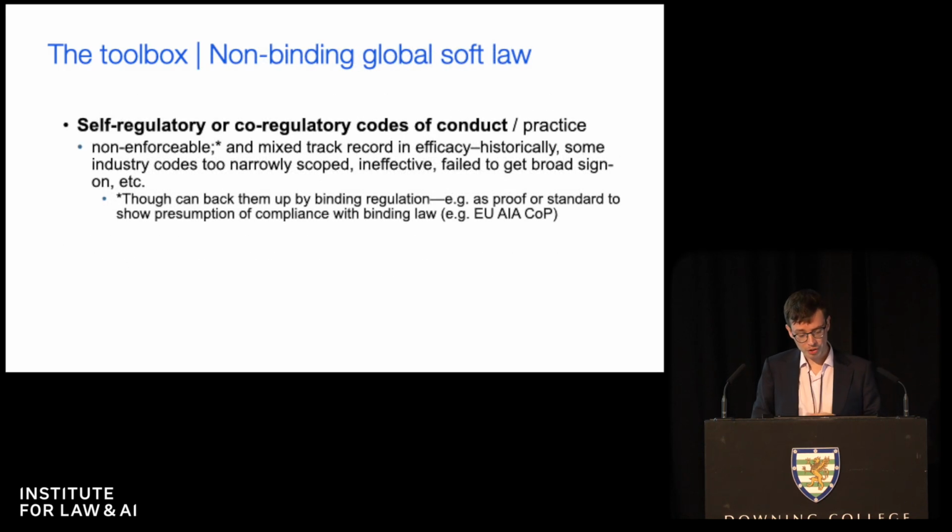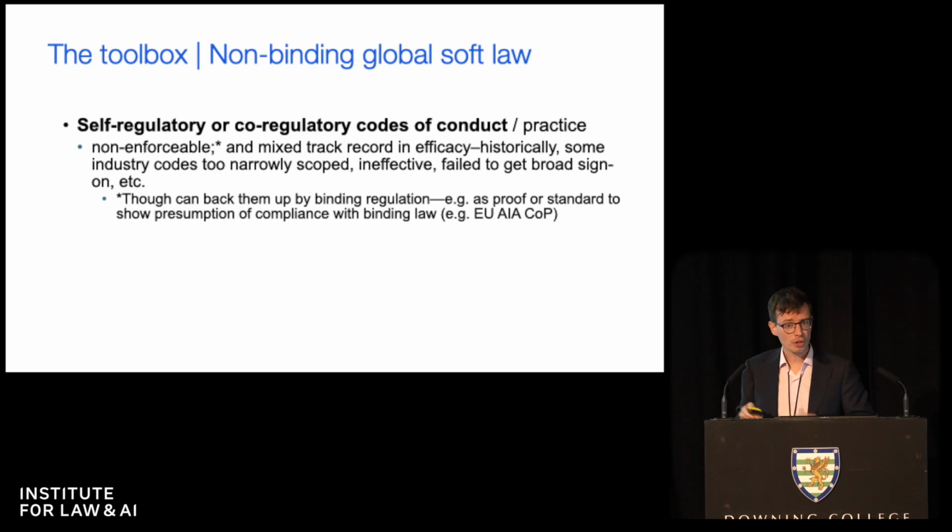The next tool is the rise of non-binding global soft law. This has had a long history in AI. There's an interesting thing about self-regulatory or co-regulatory codes of conduct. There is some challenge that often they are non-enforceable, and there are a bunch of domains where they've had a mixed track record, either because they're too narrowly scoped, or they rely on NGO enforcement, which is not always easy or effective, or requires resources that the NGOs don't have. Or they just didn't get broad sign-in.